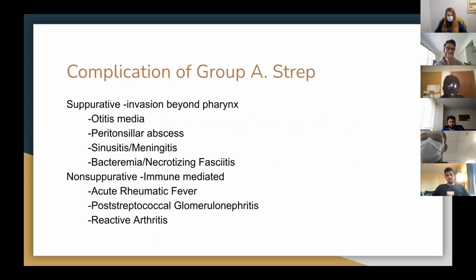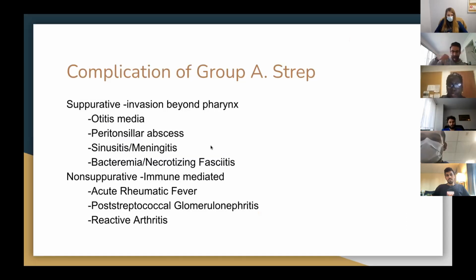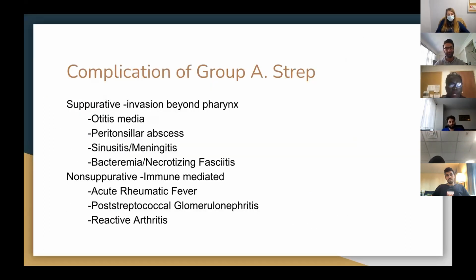Complications of group A strep. Think of your anatomy when you're talking about this, right? So where does it go? It's going to extend into your sinuses. It's going to go into the CNS, the brain, the spinal cord. You can get tonsillar abscess, retropharyngeal abscess collection. You can also get extension into the ears. So when you think about anatomy, it makes sense where it goes in terms of suppurative, meaning bacterial extension beyond the pharynx. And then you have non-suppurative, which is immune mediated. That's when we talk about acute rheumatic fever, post-streptococcal glomerulonephritis, and reactive arthritis.